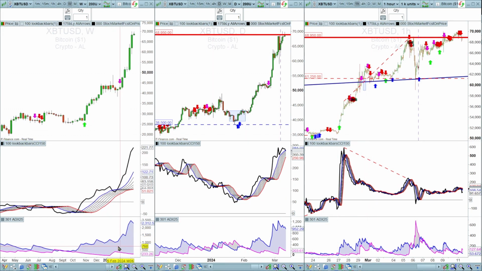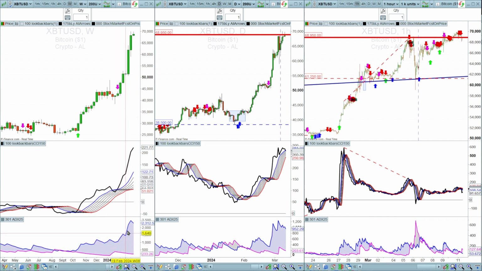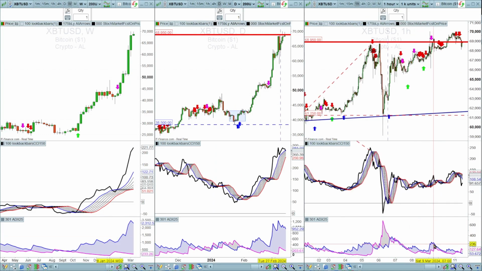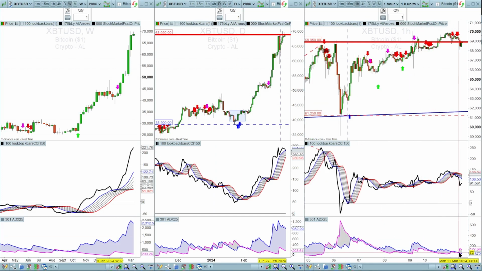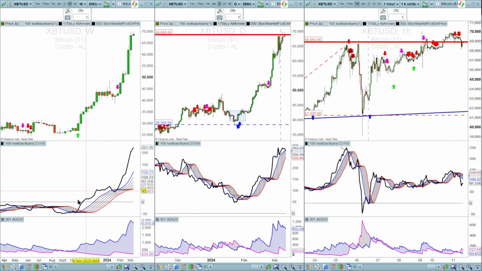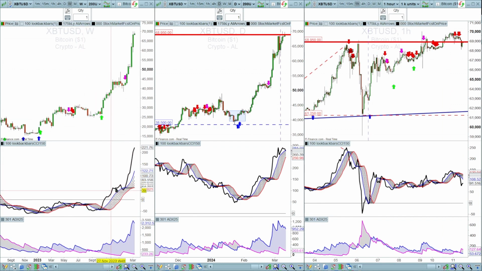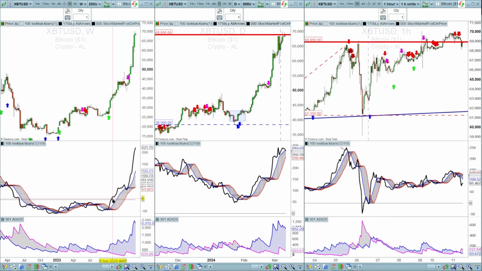And for those new to the channel, what we look at here is the ADX 25. It's bullish on the weekly and daily, and notice the hourly is starting to show us a fresh bearish ADX reading. On the CCI 150, we use this primarily as a trend indicator, but also as a divergence indicator.